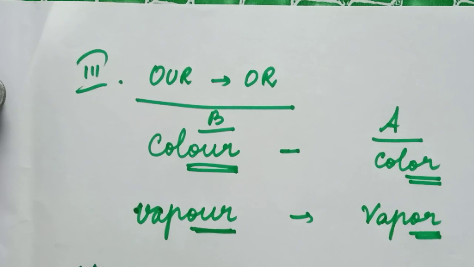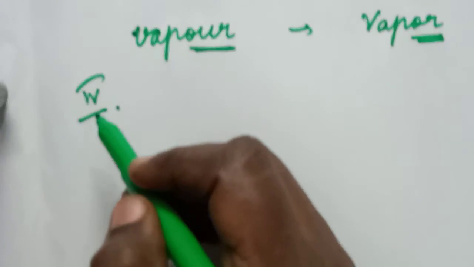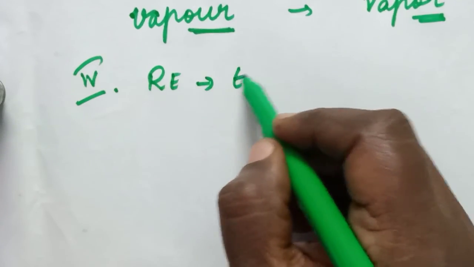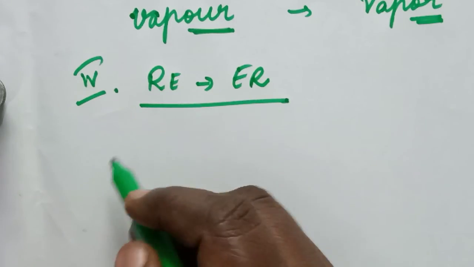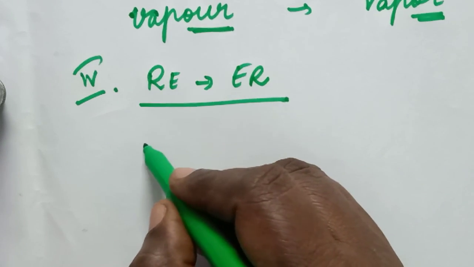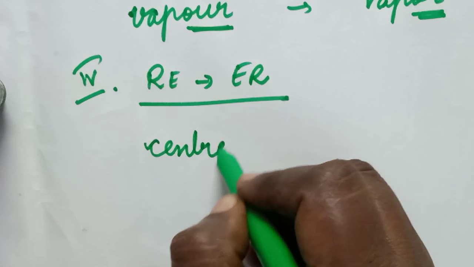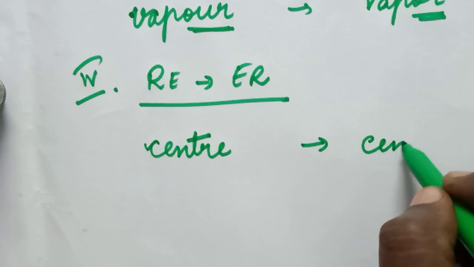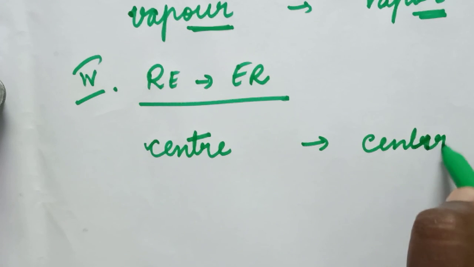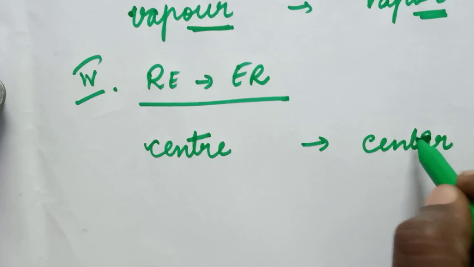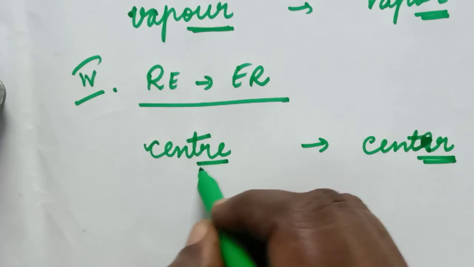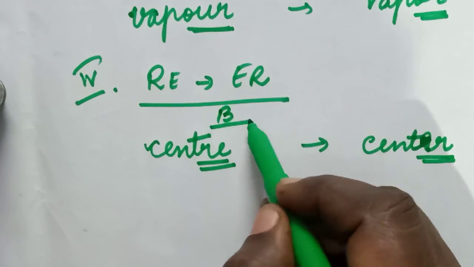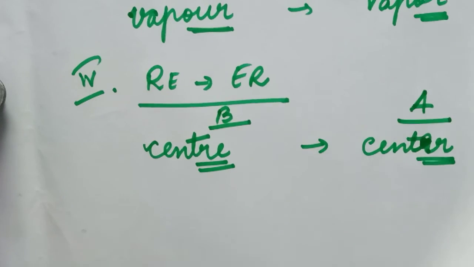And the fourth type. What is the fourth type? It is the RE to ER type. This is a general type we have seen, which is centre. In some places we write RE and in some places we write ER. Correct? Yes. So you can see this RE to ER type. This is British English and this is American English.